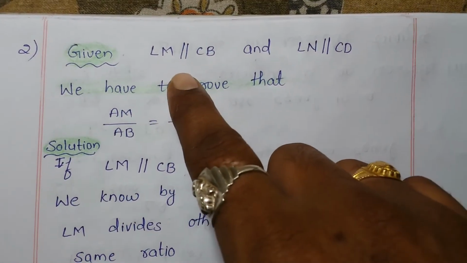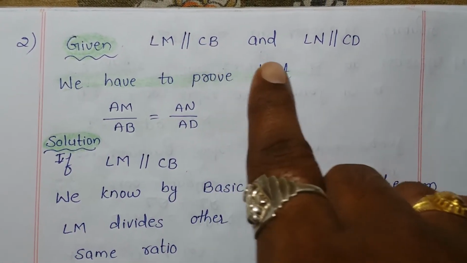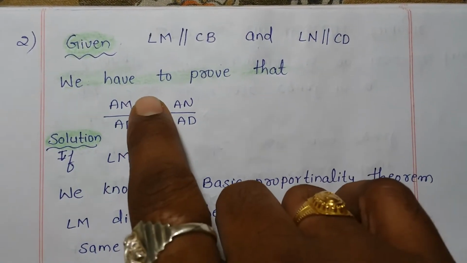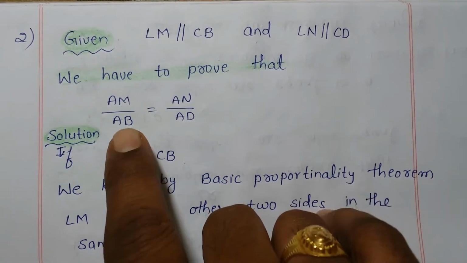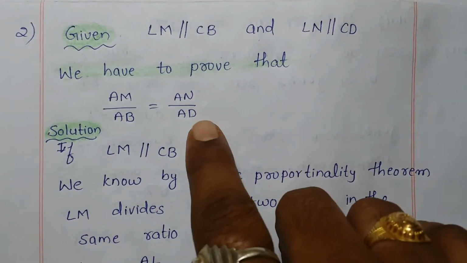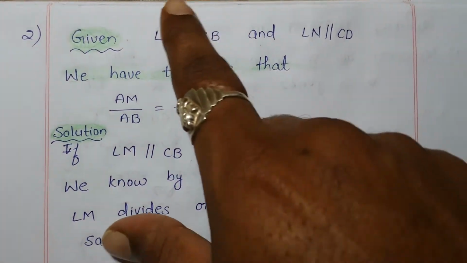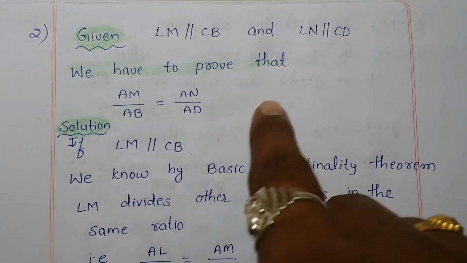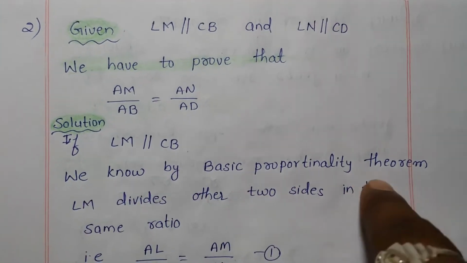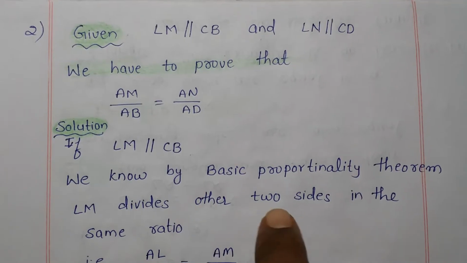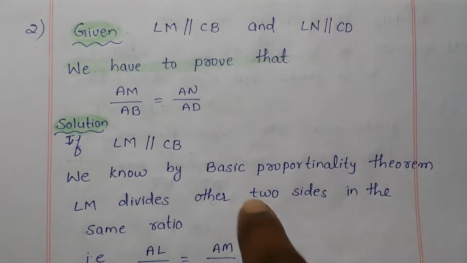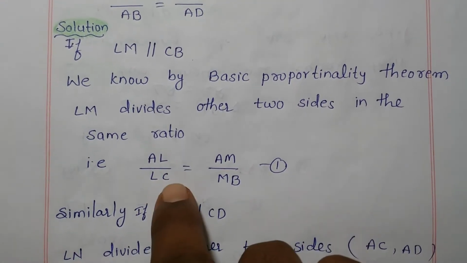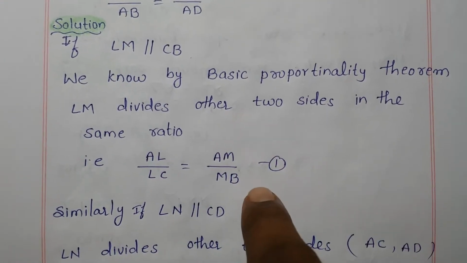So, given LM is parallel to CB and LN is parallel to CD, we have to prove that AM by AB equal to AN by AD. Solution. First you take this one. If LM is parallel to CB, we know by basic proportionality theorem, LM divides other two sides in the same ratio. That is, we are going to get AL by LC equal to AM by MB.